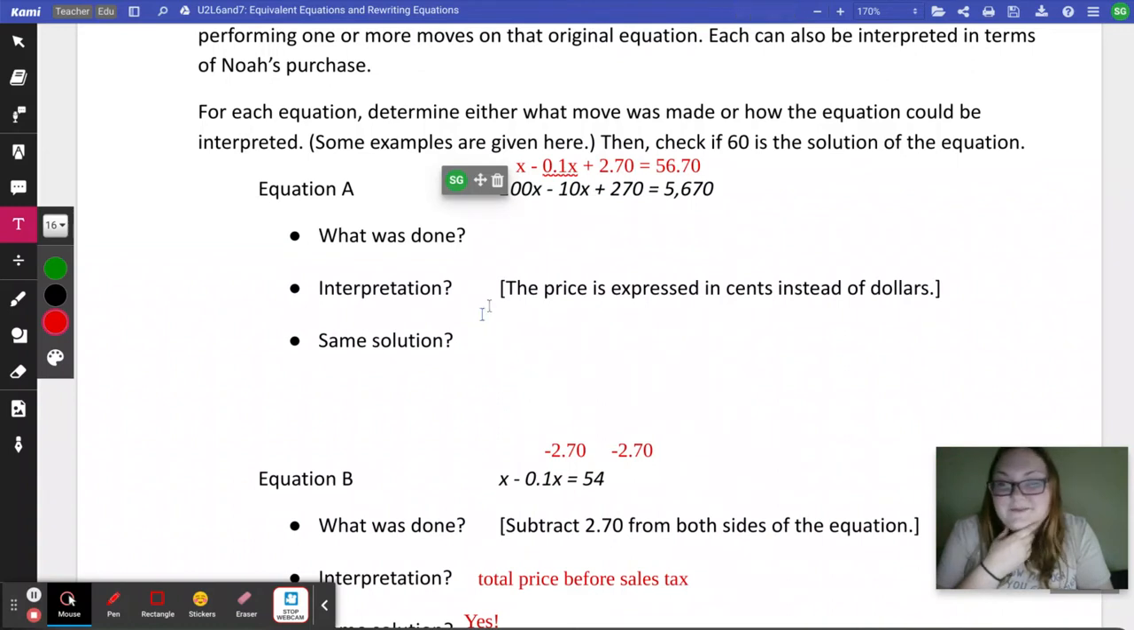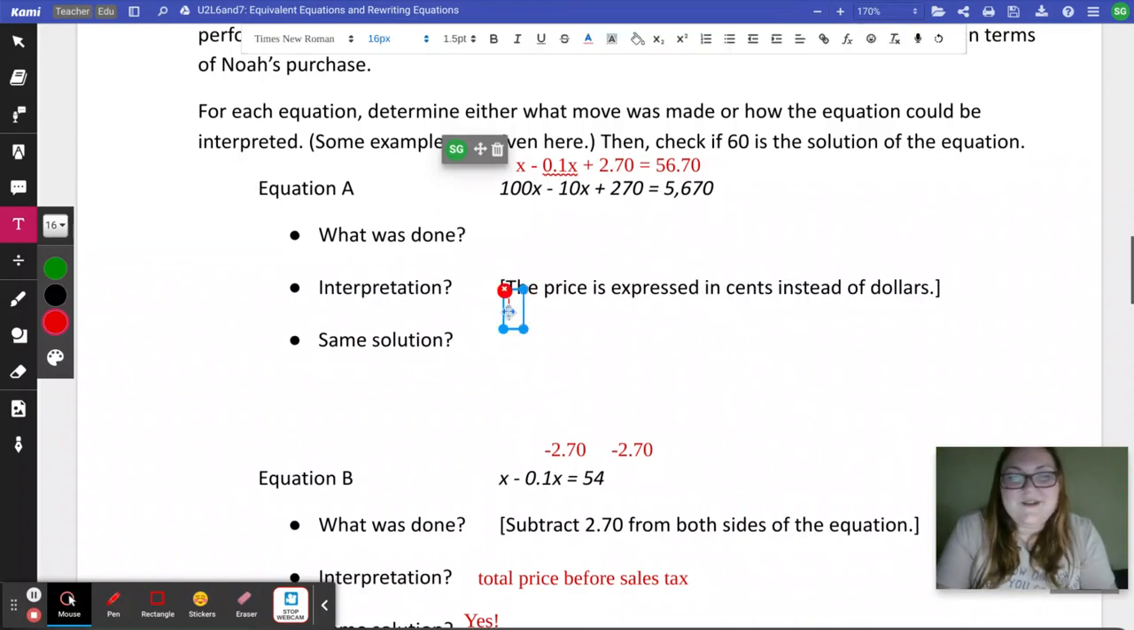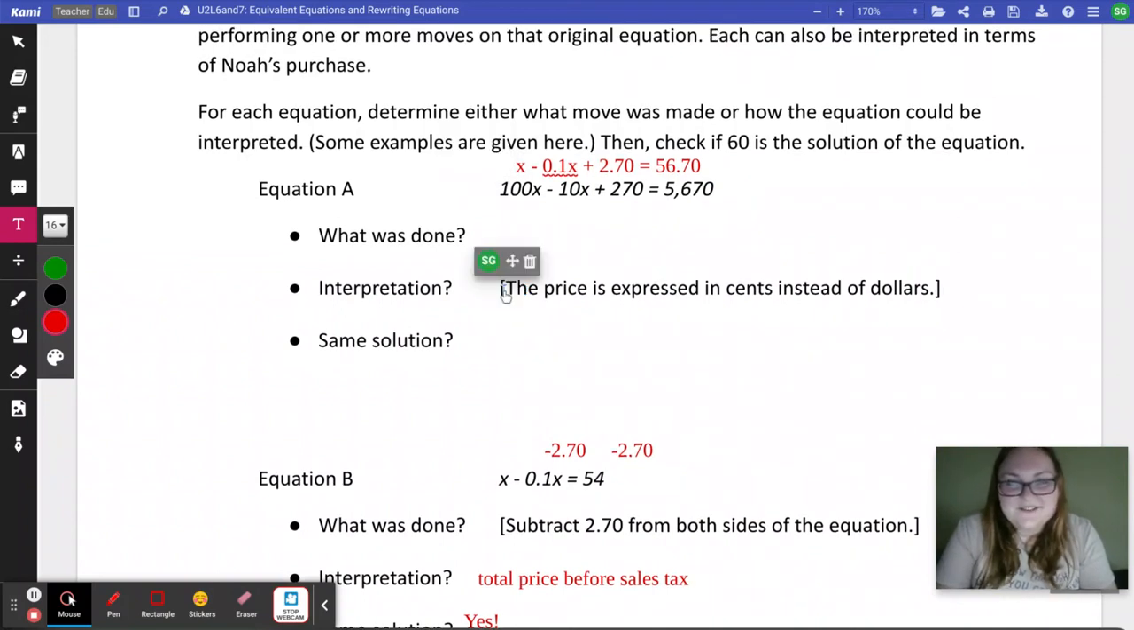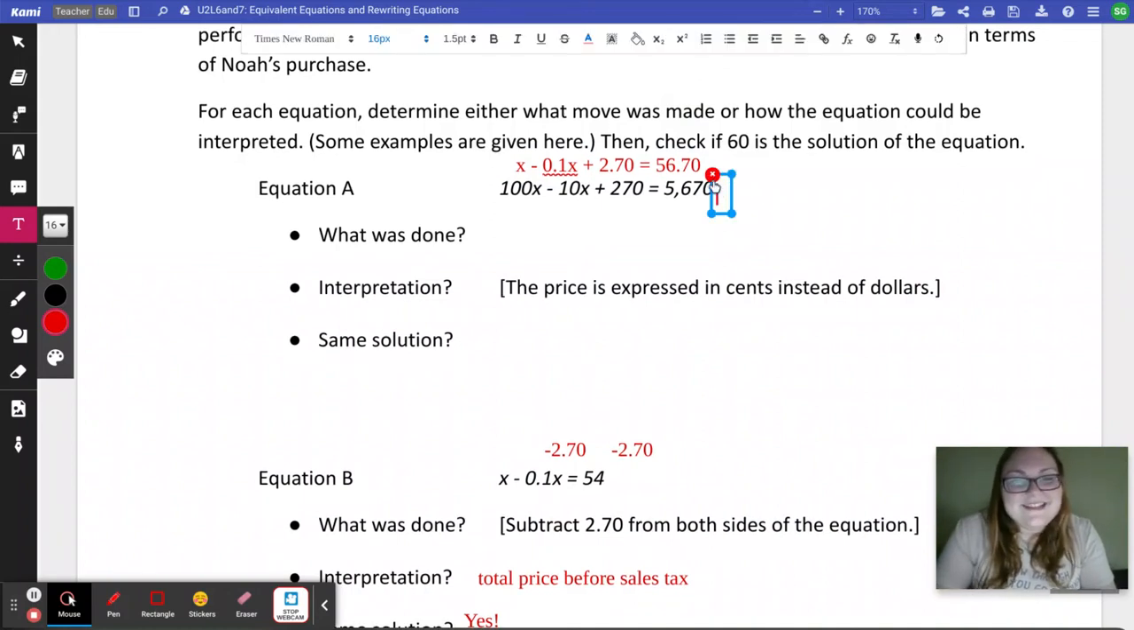You might have been able to figure it out. If not, looking at this interpretation might help you figure it out. The interpretation of this second equation here is that the price is expressed in cents instead of dollars. So we are saying, instead of saying you could pay a total, when all is said and done, of $56.70, we could say you are paying a total of 5,670 cents, or like 5,670 pennies. So what math was done to get there?